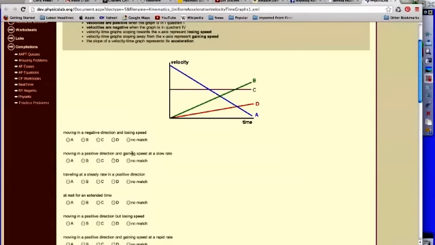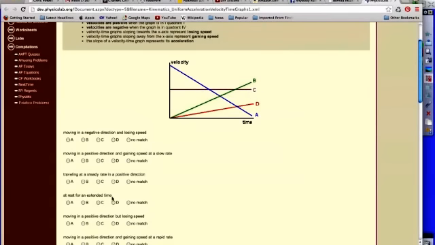Moving in a positive direction and gaining speed at a slow rate. All of them are moving at a positive velocity, but there are 2 of them that are gaining speed, where the velocity is getting higher on this axis, and that would be D and B. So which of those would be gaining speed at the slow rate? That would be D. Traveling at a steady rate in a positive direction. Well, the steady speed would be C. A flat line on a velocity time graph doesn't mean it's not moving, it means it's not speeding up or slowing down.